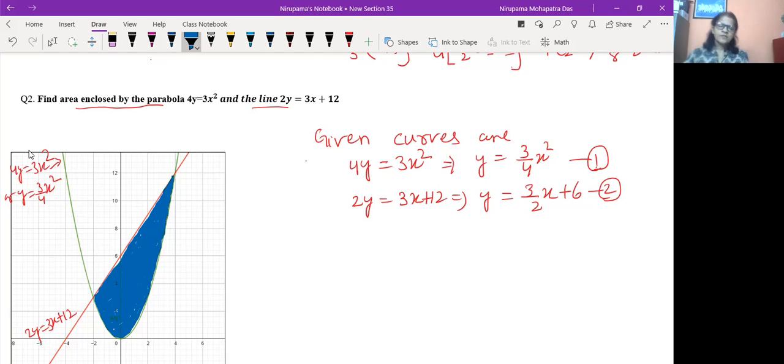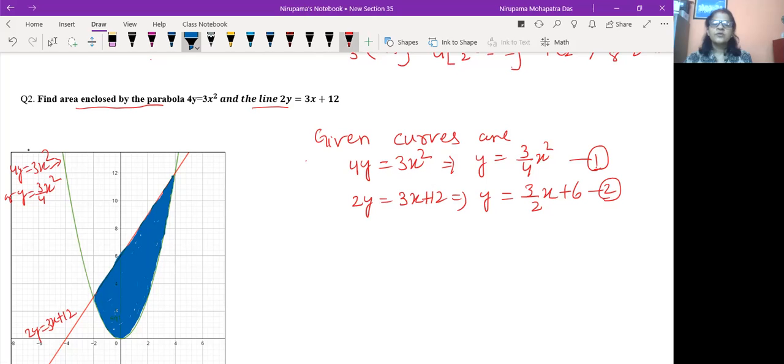So now our shading is ready here. Yes, we need this portion. Second step is done, right? So working rule: first step is drawing the rough sketch. Second step is shading the region whose area is to be calculated. We have done it. Third one is finding limits of integration.